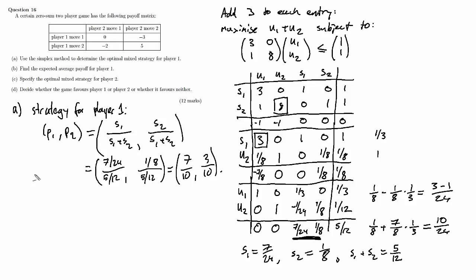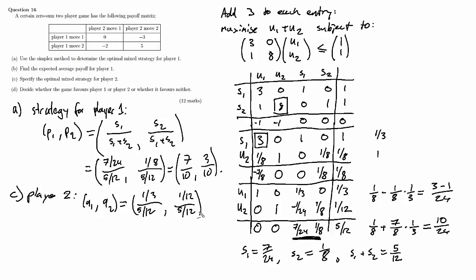We'll do part C here as well. The strategy for player 2 follows the same formula, except we use U instead of S. So Q1 and Q2 is 1/3 over 5/12 and 1/12 over 5/12.